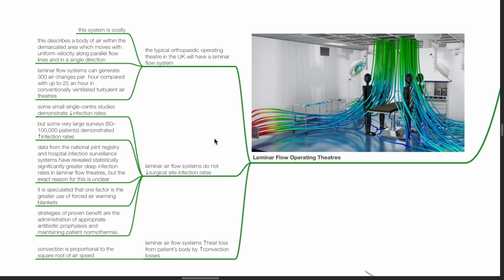It is speculated that one factor is the greater use of forced air warming blankets, as laminar airflow systems increase heat loss from the patient's body by increasing convection losses. Convection is proportional to the square root of airspeed. Strategies of proven benefit to reduce surgical site infection include administration of appropriate antibiotic prophylaxis and maintaining patient normothermia.